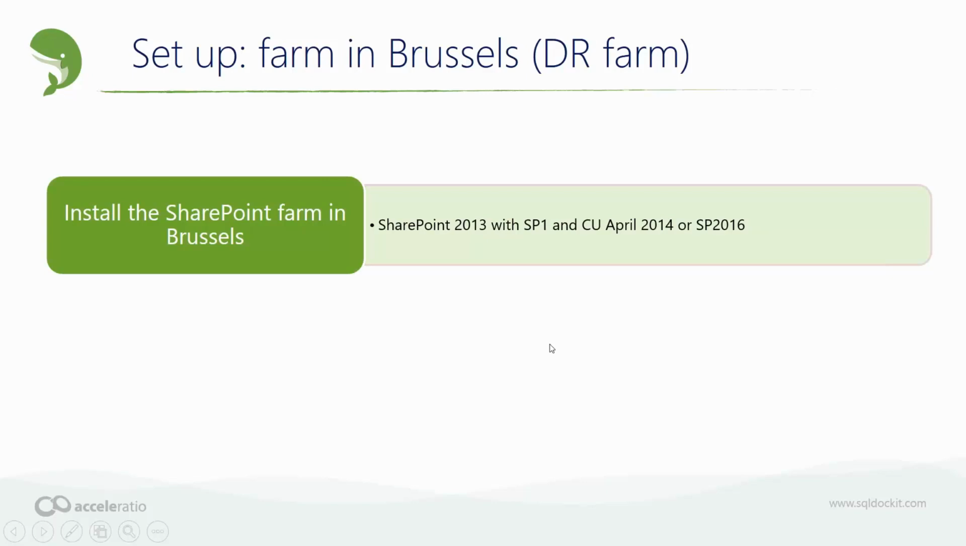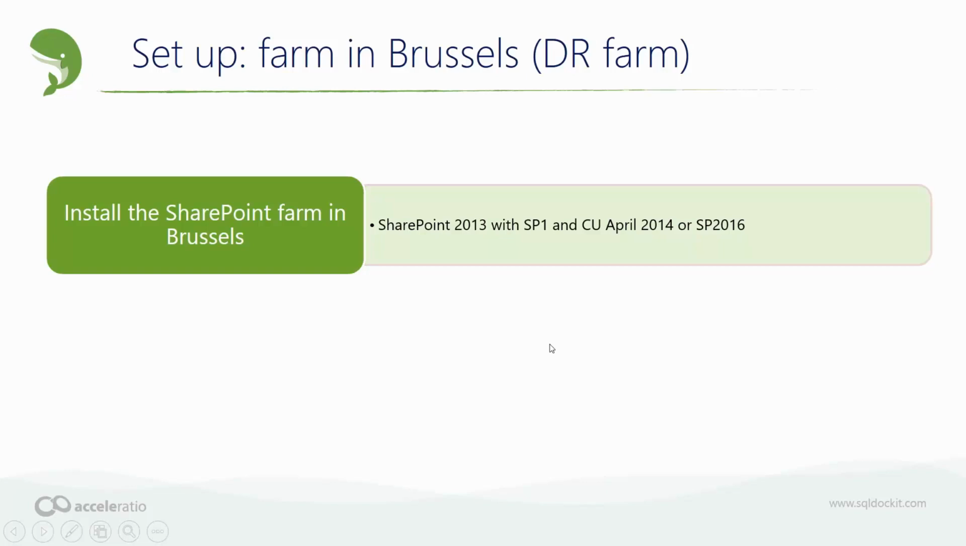For most of my customers, the DR farm is a small farm. But for some customers, it should be exactly the same. For instance, financial customers like banks have a policy that every 2 months they switch from the main farm to the DR farm. So there's no second-class citizen. So it all depends on the customer.